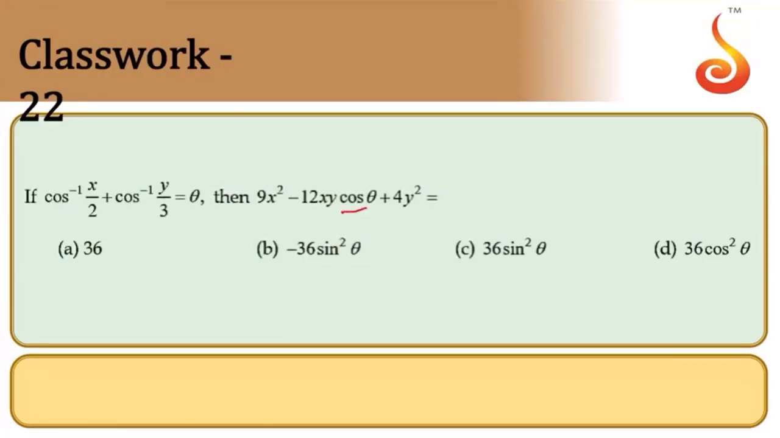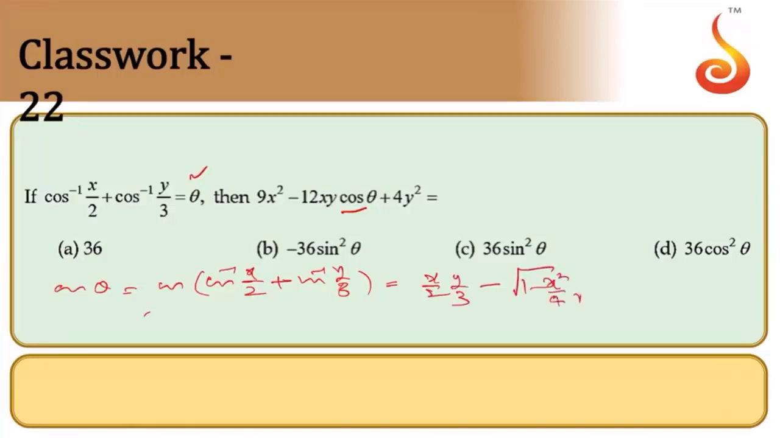Next, 22. Now, you have cos theta there. Therefore, as theta here, why don't you apply cos on both sides? Cos theta is equal to cos of cos inverse of x by 2 plus cos inverse of y by 3. So that this is nothing but cos A cos B minus sin A sin B. It is cos A cos B, x by 2, y by 3, minus sin A sin B: root of 1 minus x square by 4, root of 1 minus y square by 9.